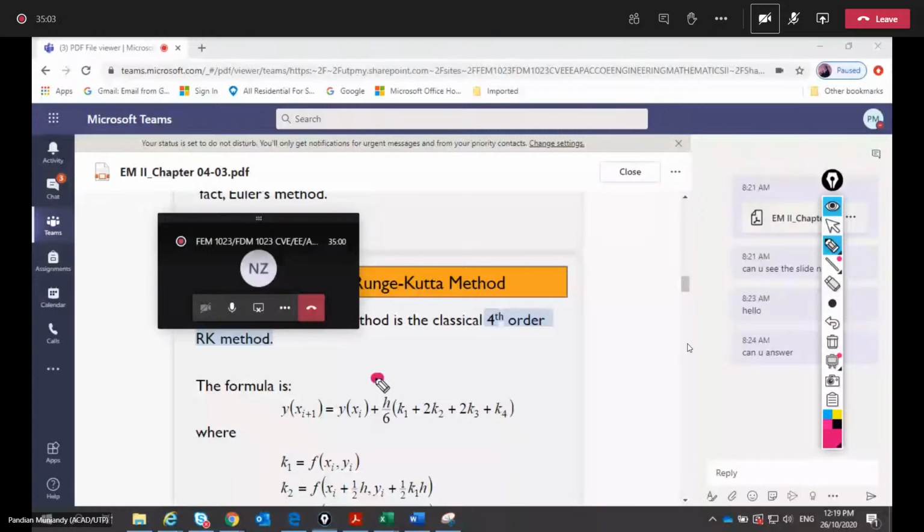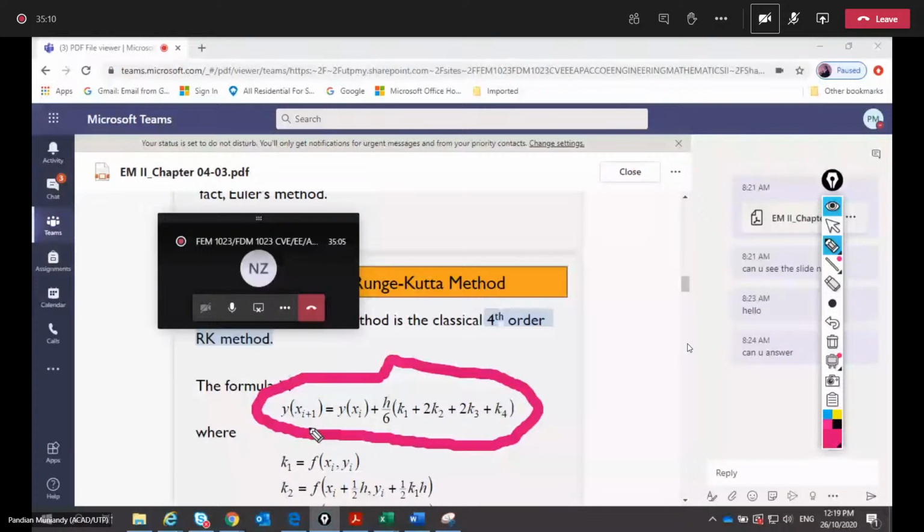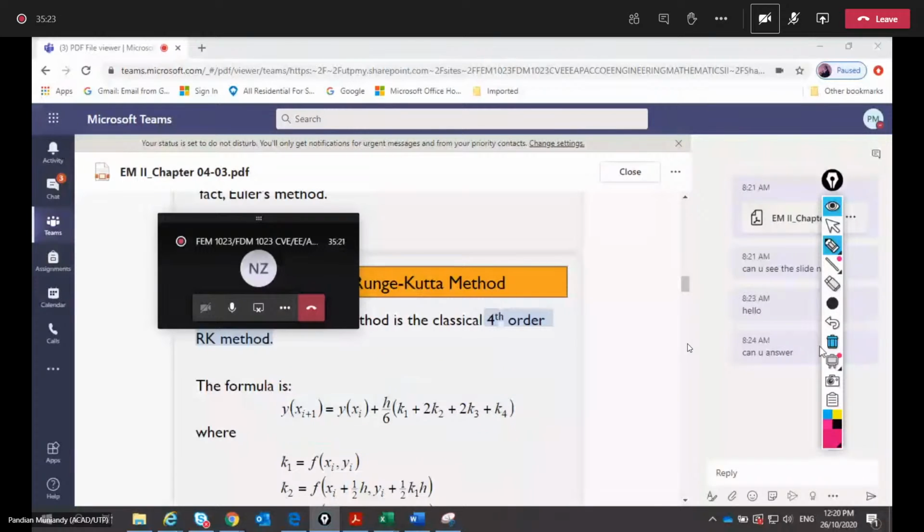y(xi+1) equals y(xi) plus h over 6 times (k1 plus 2k2 plus 2k3 plus k4). You need not memorize this. Just be familiarized only. We want to use this formula somehow and try to understand what this formula is all about.